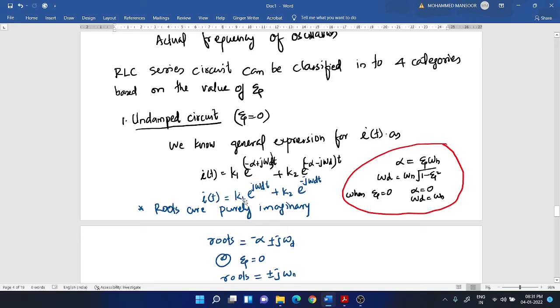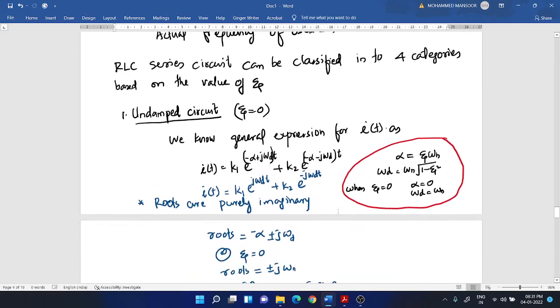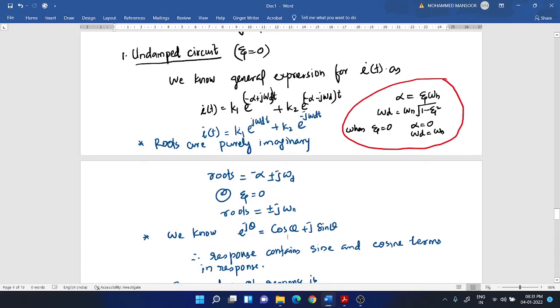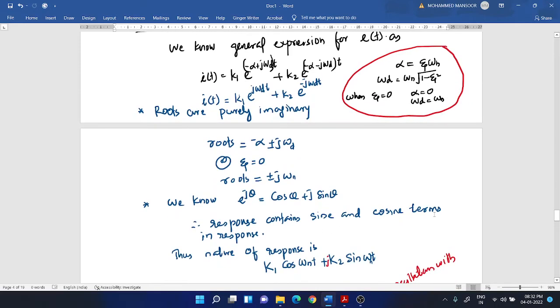And when we are checking the roots, they are minus alpha plus j omega d. Alpha is equal to 0 when theta is equal to 0. So roots are pure imaginary, plus or minus j omega n. And as we know, e raised to j theta is equal to cos theta plus j sin theta. The response here, I of t, is e raised to j omega t and e raised to minus j omega t. That part is only available. So the response contains only a combination of sine and cosine terms.